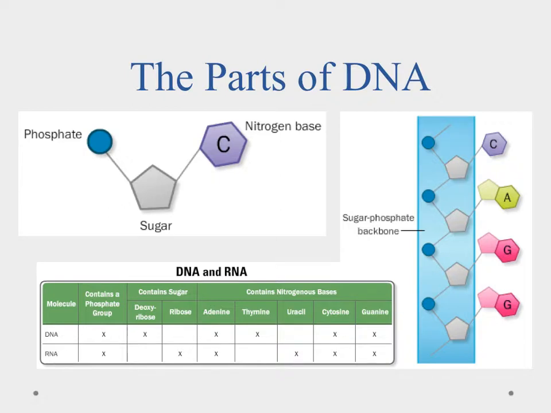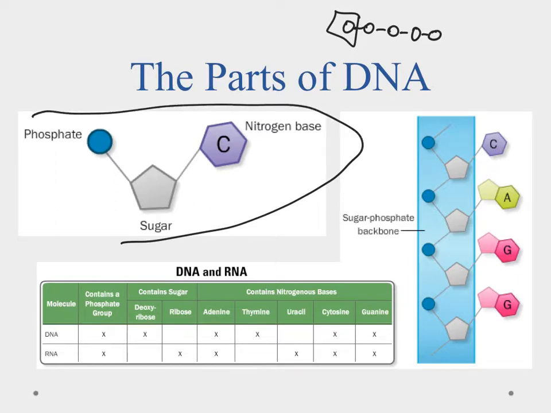Okay, so let's start looking at the parts of DNA. Now, DNA is a polymer, and if you recall back, we were talking about polymers several times. We said a polymer is a string of molecules, and these little molecules that they're a string of are our monomers, and in the case of DNA, it is a nucleotide.